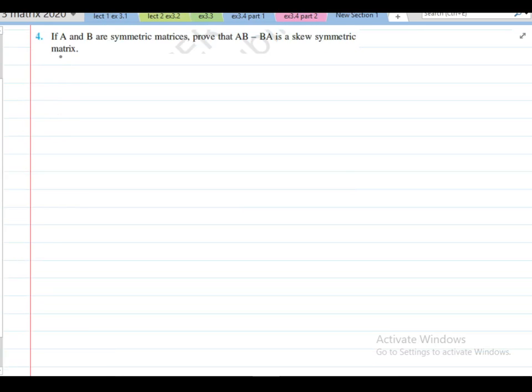Question please. If A and B are symmetric matrices. What is a symmetric matrix? A dash is equal to A and B dash is equal to B. Right? Now we have to prove that AB minus BA is a skew symmetric matrix. So first of all, let's say C is your AB minus BA. Now to prove skew symmetric, we should prove that C dash is equal to minus C.